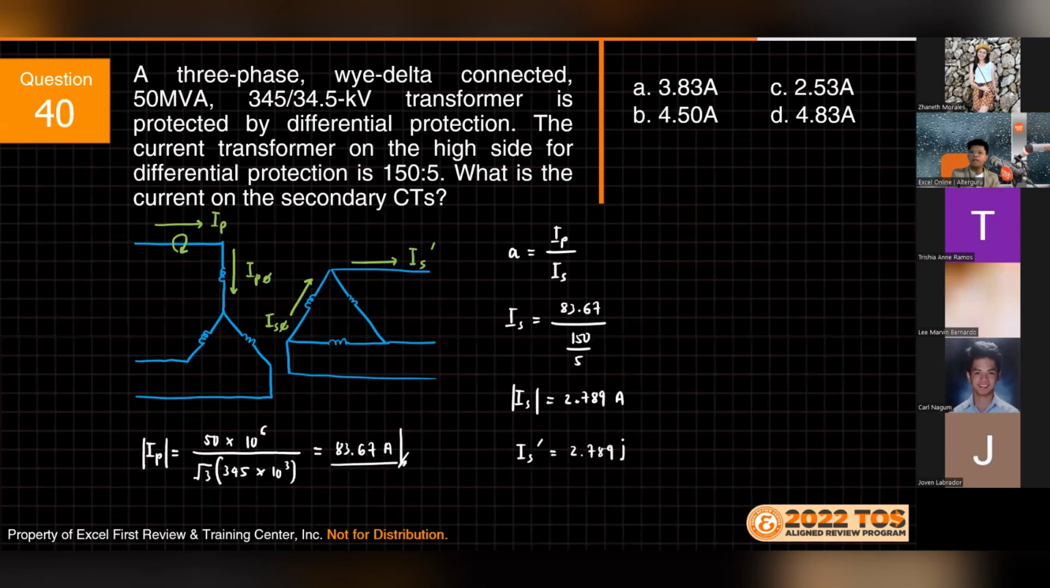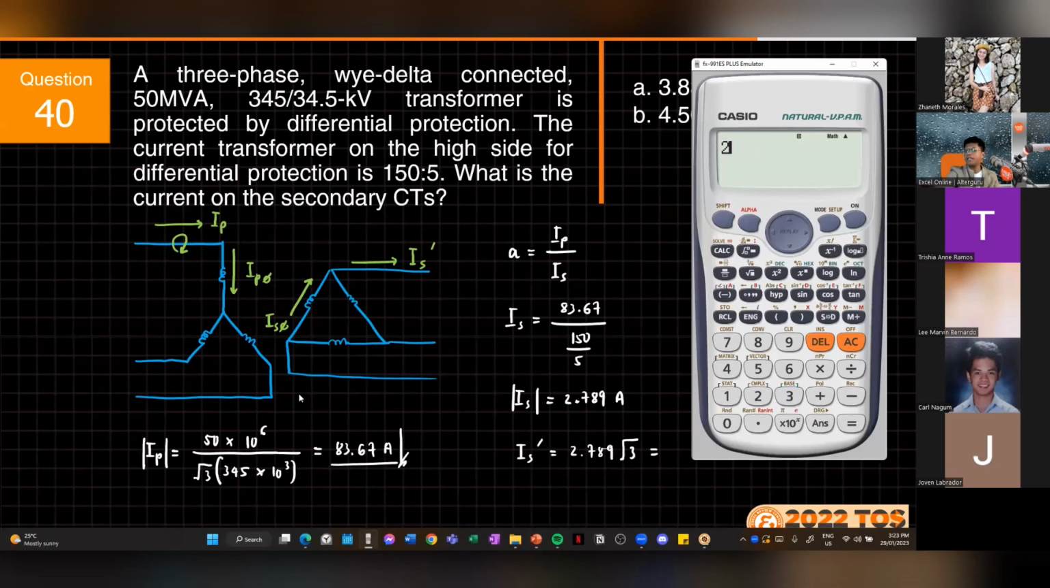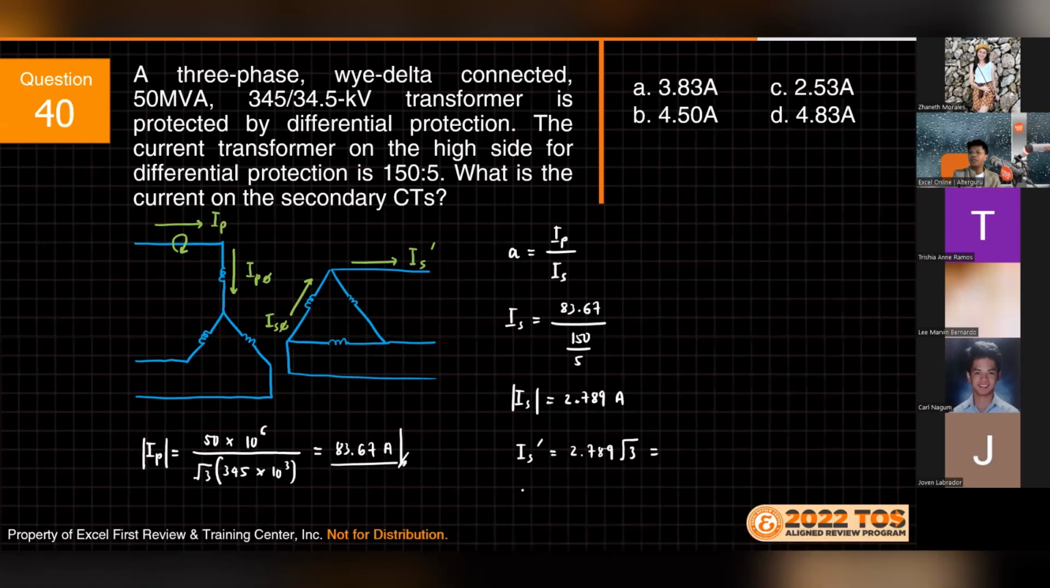When we know it, we multiply it by square root of 3 para makuha natin yung sa per line. Okay po? So, ngayon, 2.789 times square root of 3, we have 4.831. So we have here IS prime 4.831 amperes. Okay, so that's it. So, letter D yun.